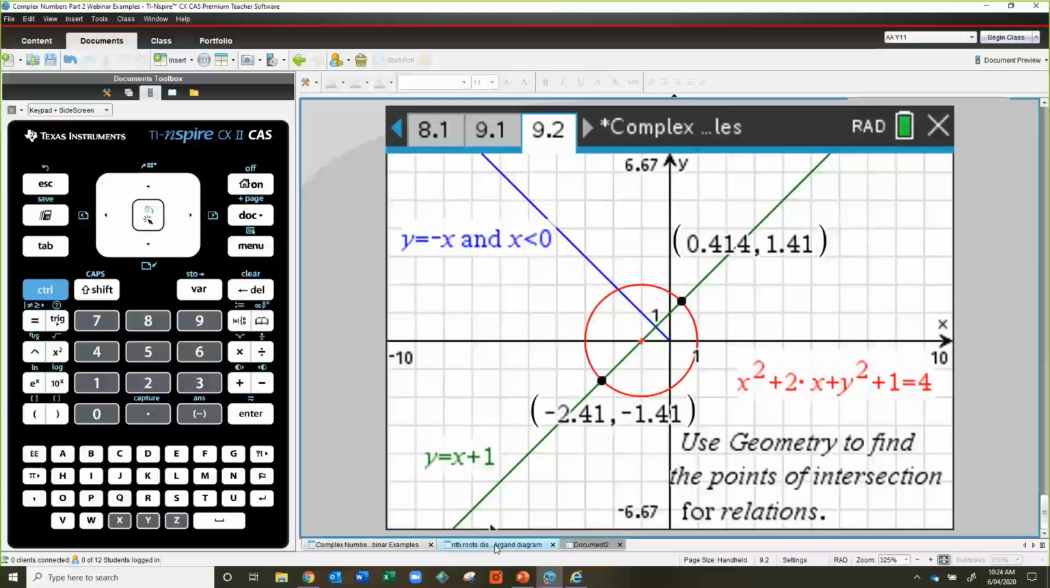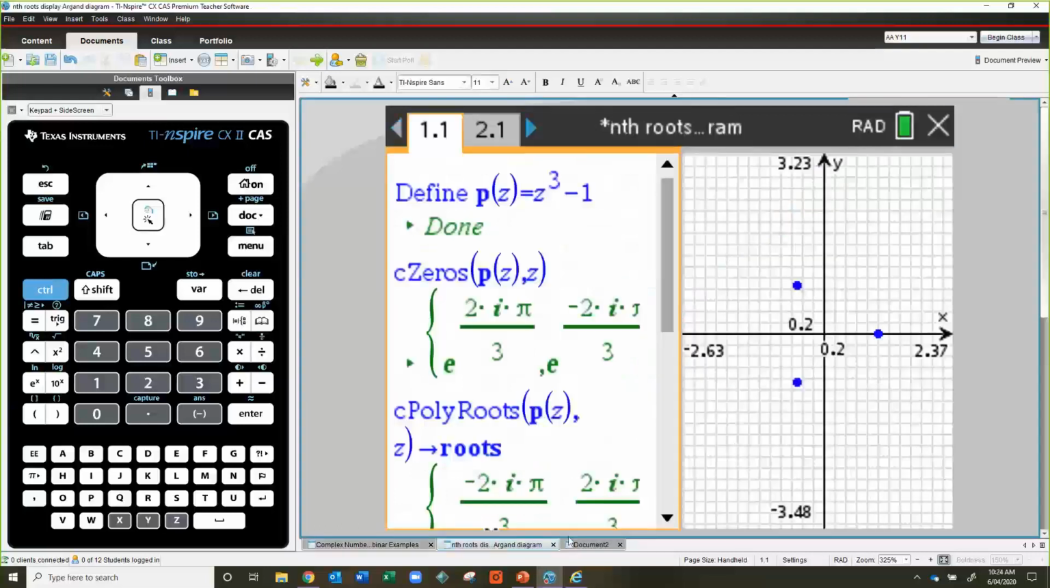The last thing we'll look at today are the nth roots of a complex number. We already looked at how to find zeros, and I made this file here to show the geometrical interpretation of the roots in the Argand diagram. So if I'm finding cube roots of 1, I can see I have 3 roots. The coefficients are real, so 1 real root and 2 occurring in conjugate pairs.